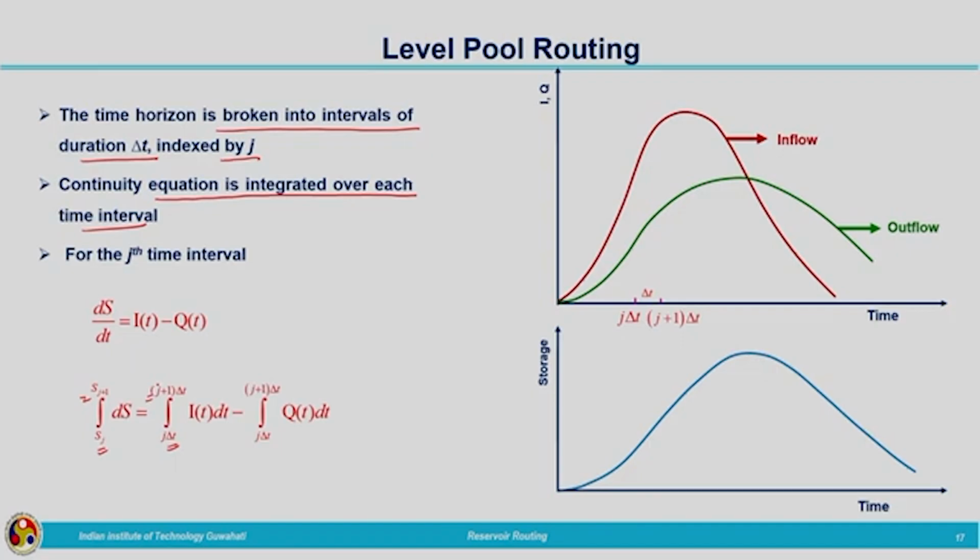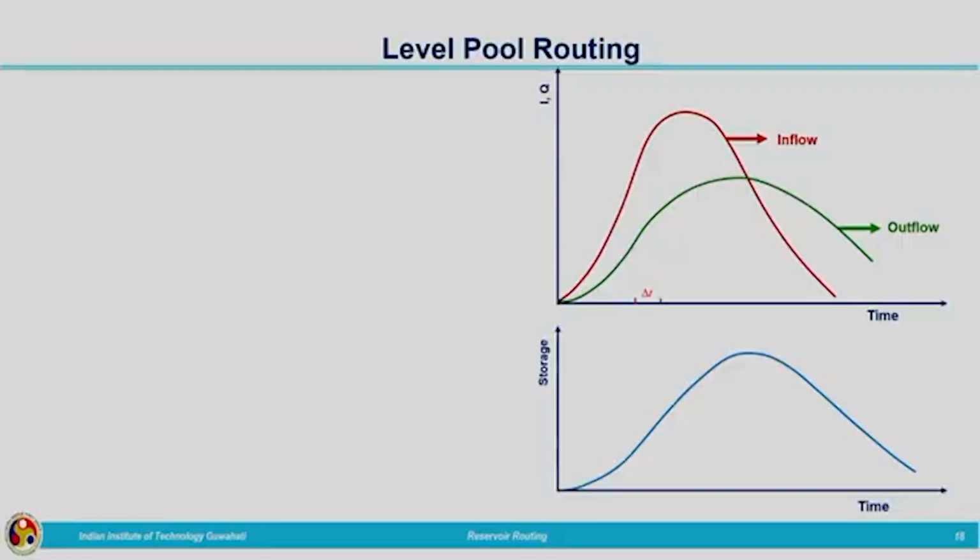So, the integral equation can be represented by this equation. Here the interval delta t, as I have told, will be a very short interval. So, we will be assuming the linear variation as far as q, s and I are concerned. So, we will write the expression in that way.